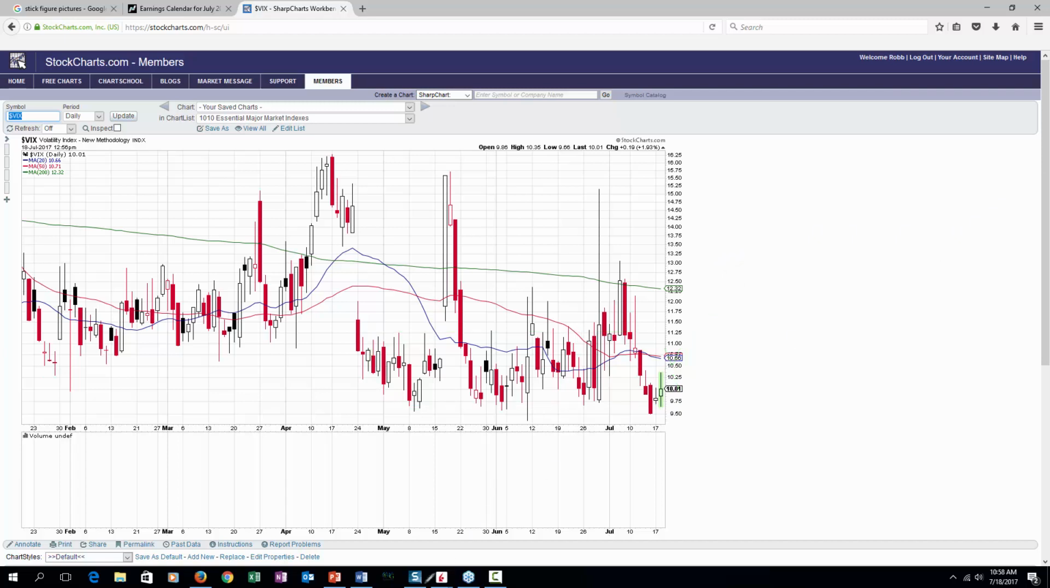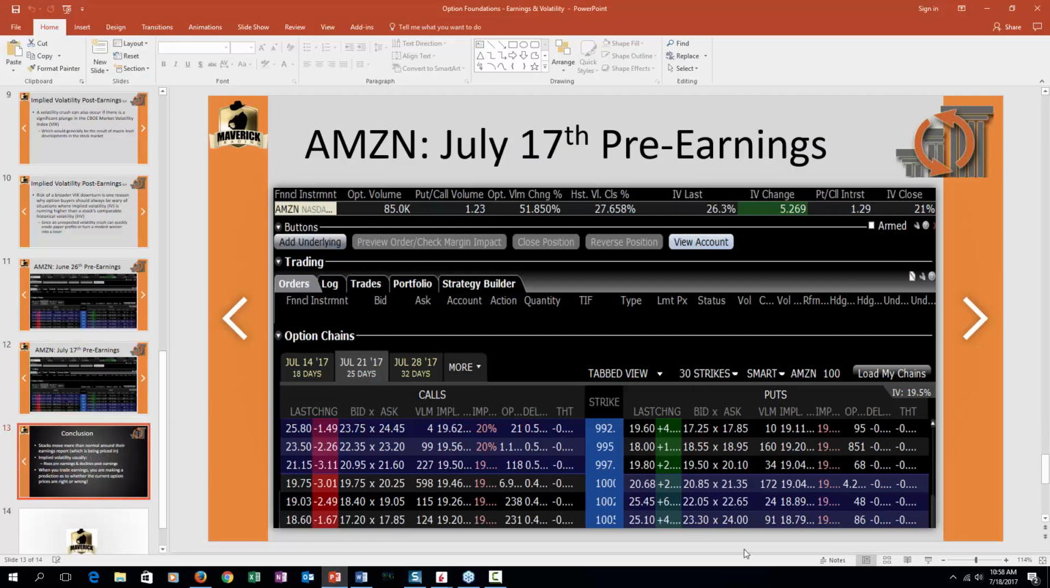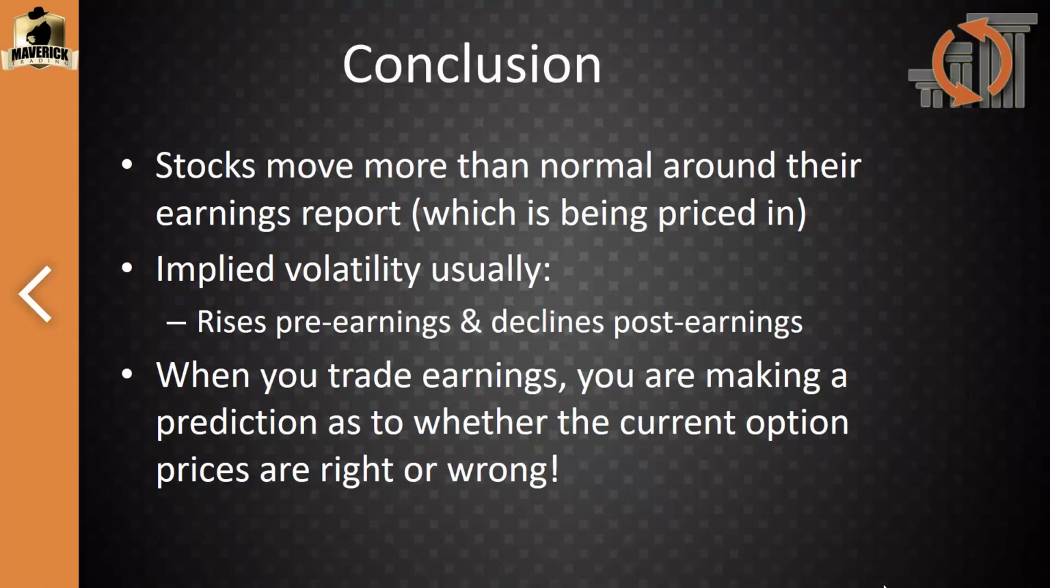All right. In conclusion, let me remind you of a few different things here. Stocks move more than normal around earnings. We know that, so expect it, anticipate that. Implied volatility usually rises pre-earnings. I'm talking about the couple of weeks going ahead of earnings announcements. And then it usually declines post-earnings. So after the actual announcement comes out, there's usually that crush, and implied volatility kind of goes back to normal.